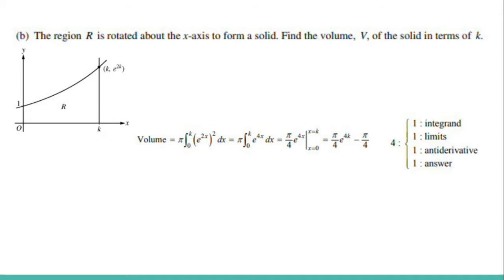Scoring for this problem is pretty straightforward, with 1 point for the correct integrand, including the pi out front, which I know many of you might forget. 1 point for the limits, which is an easy point you can grab for just setting up any integral. 1 point for the antiderivative, and 1 point for evaluating your antiderivative to get your answer.